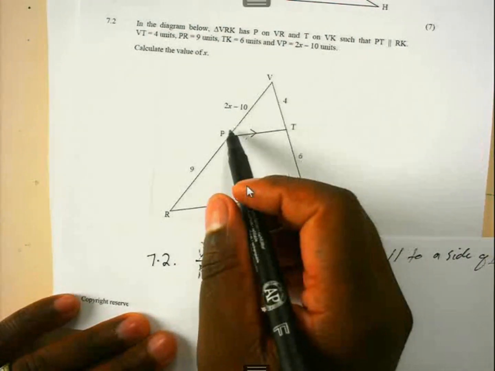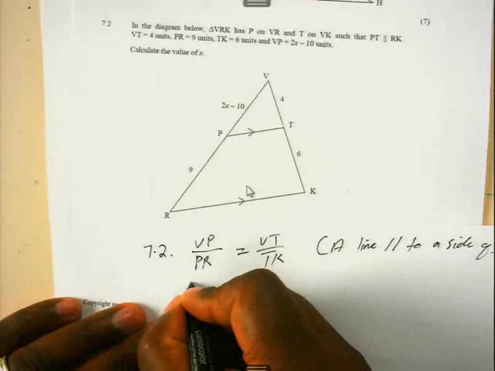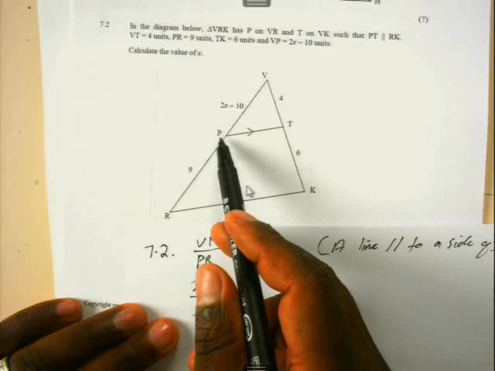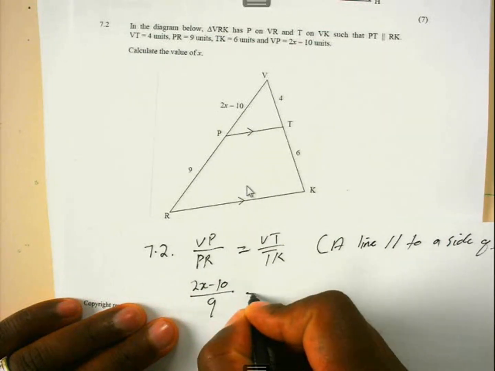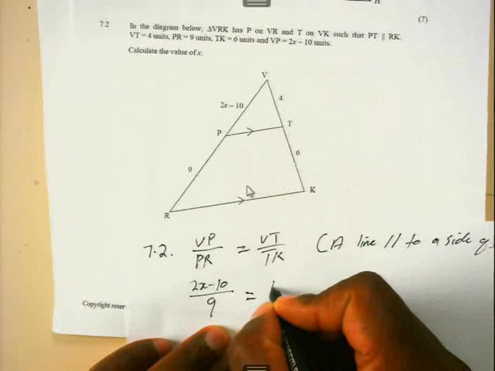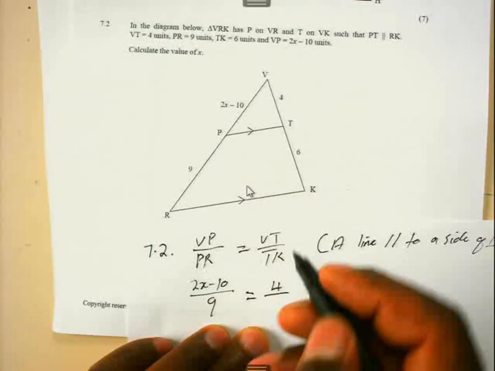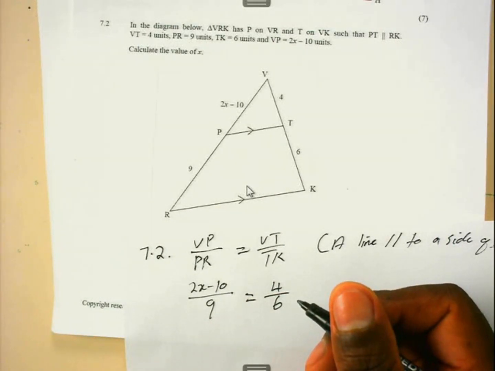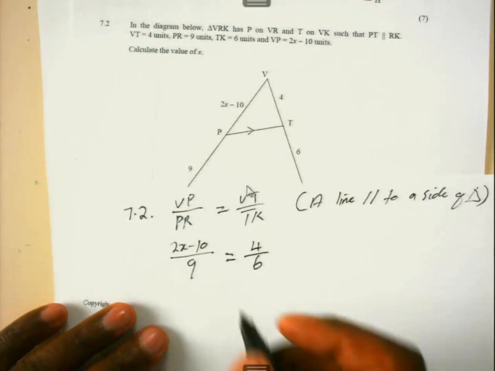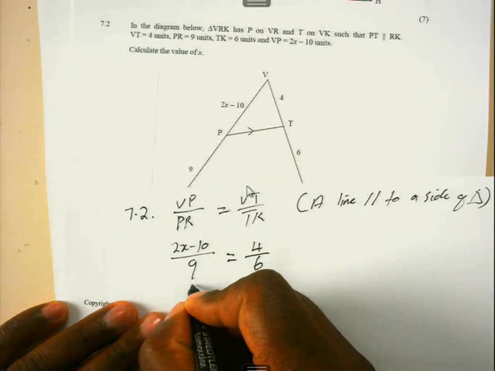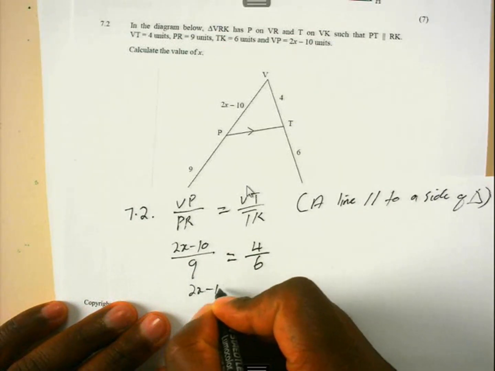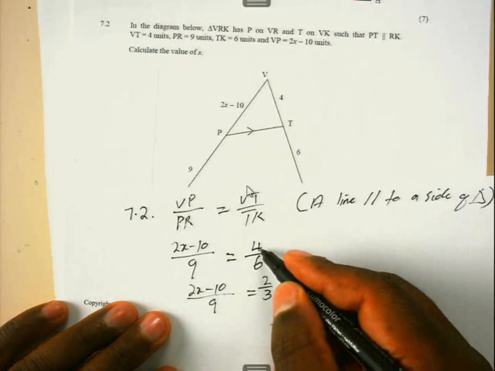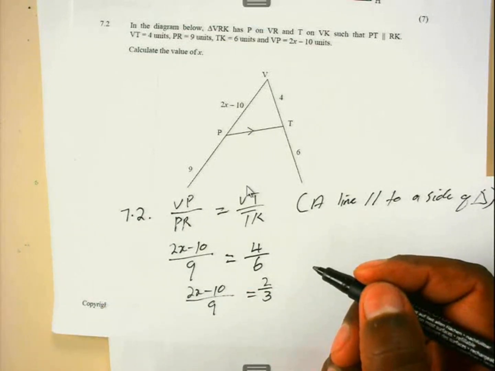Let's check VP. VP is 2x minus 10. Then we've got 2x minus 10 over PR, which is 9, equal to VT, which is 4, over TK, which is 6. We can simplify 4 divided by 6, and we've got 2x minus 10 all over 9. This is the same as 2 over 3 because 2 is a common factor. Even in 6, 2 goes 3 times.